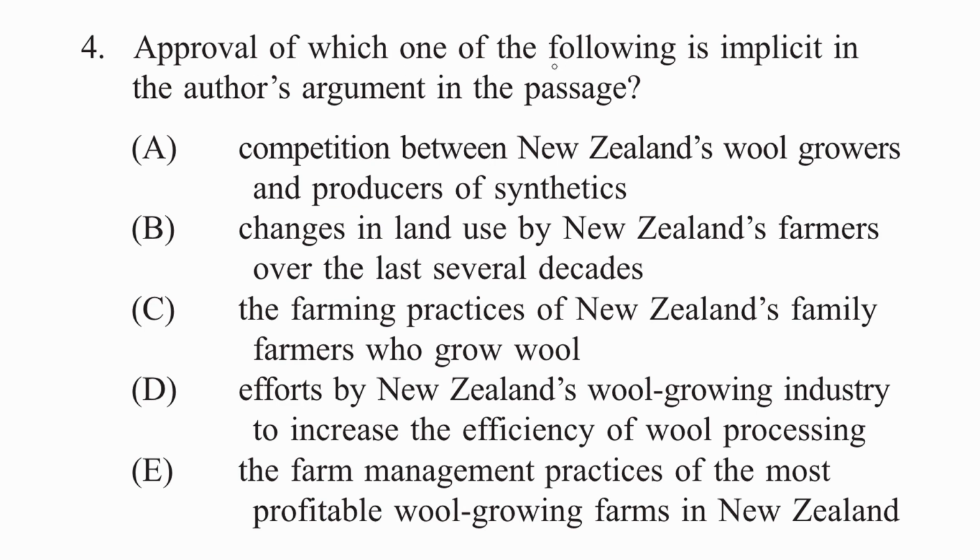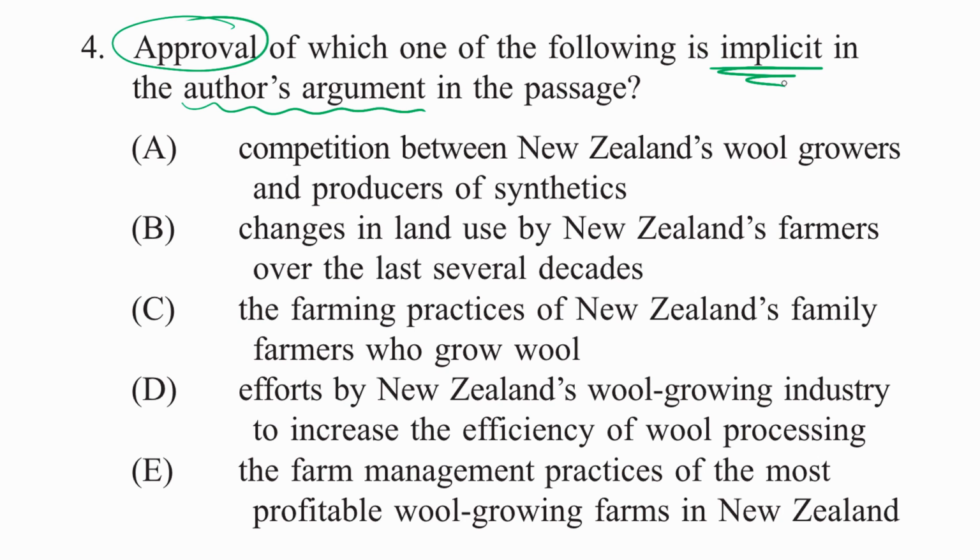Approval of which one of the following is implicit in the author's argument in the passage. So the question is asking, what does the author approve of? The choices here are going to be things that we might have seen in the passage, or maybe things that we didn't see in the passage. But the right answer is going to be a choice that says, oh yeah, the author approves of this thing, and may not have said it explicitly, but it is implicit from other things that the author says that we understand that he or she approves of this thing.